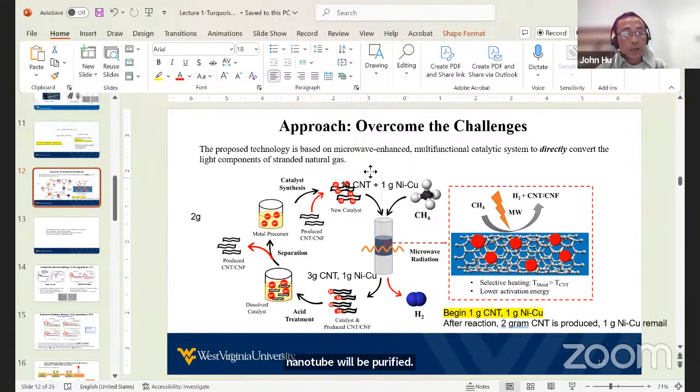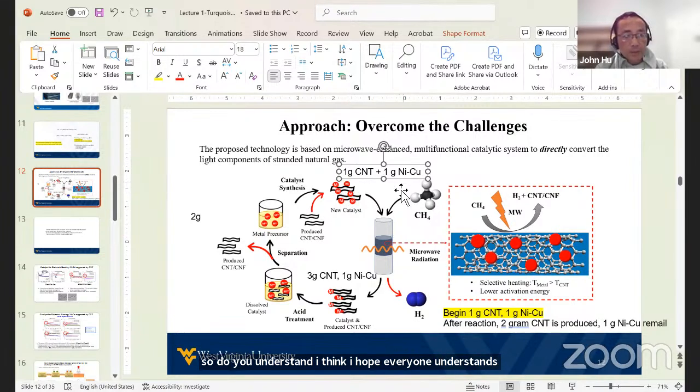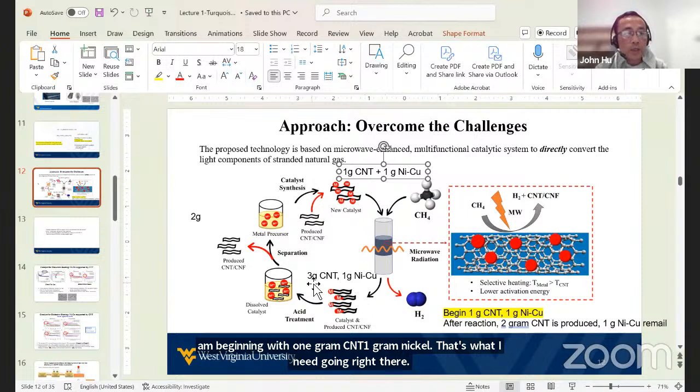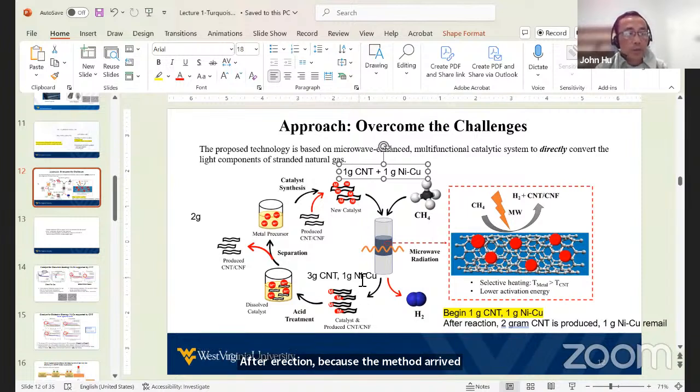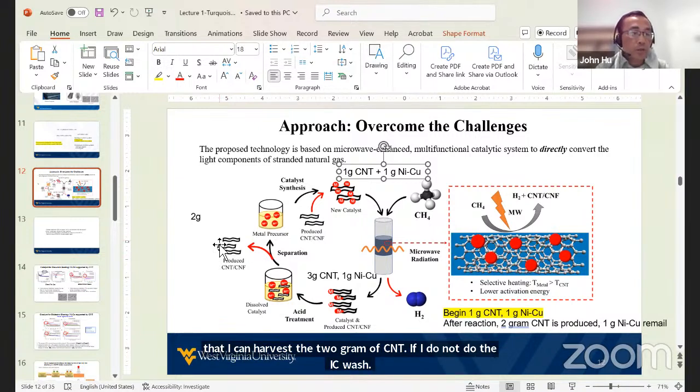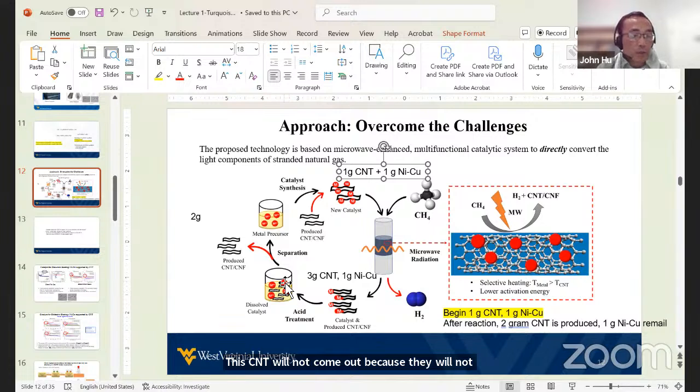So do you understand? I hope everyone understands that this is the mass balance. I am beginning with 1 gram CNT, 1 gram nickel. That's what I need going into the reactor. After reaction, because the methane reacts, I end up with 3 gram CNT, 1 gram nickel copper. I need to use the acid wash to separate this nickel copper so that I can harvest 2 gram of CNT. If I do not do the acid wash, this CNT will not come out because there's metal in there. I recover the metal, and this metal can go back, beginning the second cycle.